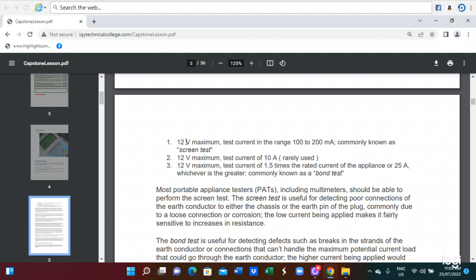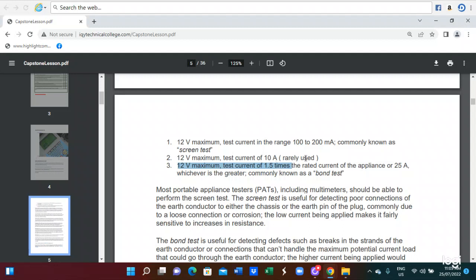So then we had to use a 12 volt maximum. Current range is 100 to 200 milliampere. In this case, if you use a 12 volt maximum, test current 10 ampere. 12 volt maximum test current, where the rated current applies for 25 ampere, which is greater.